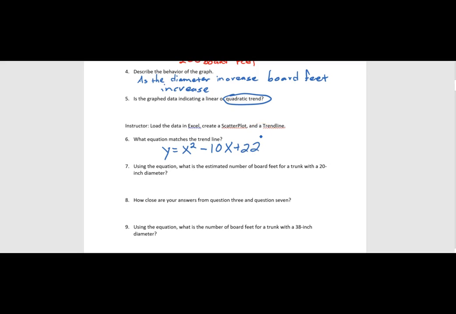Number 7 says, using the equation, what is the estimated number of board feet for a trunk with a 20-inch diameter? We had guessed that a 20-inch diameter would have how much board feet? 200. So with this equation, we're going to put the 20 in where the x is and carry out the arithmetic. I would grab a calculator and type this information in. Several of you did type those into your calculator, and what value did you get? Good, 222 board feet.